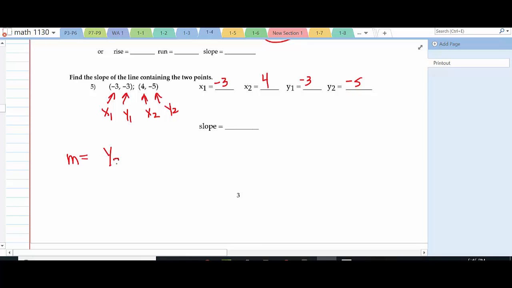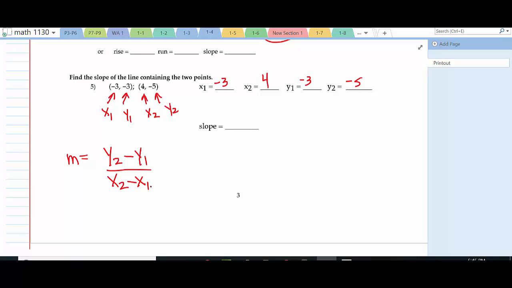The slope formula is y2 minus y1 over x2 minus x1. And what you want to remember in your mind is it's rise over run. Rise is y's, how far apart the y's are. Run is how far apart the x's are. That's what that means.